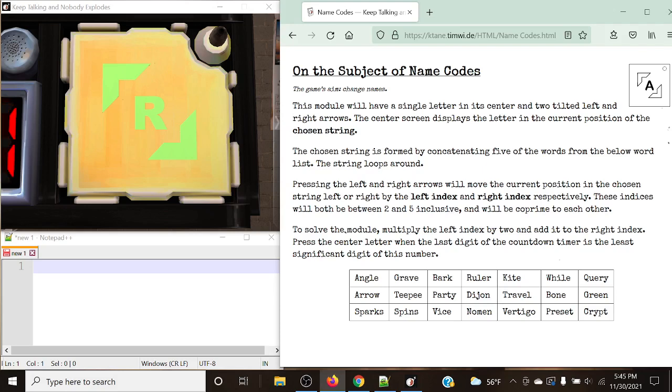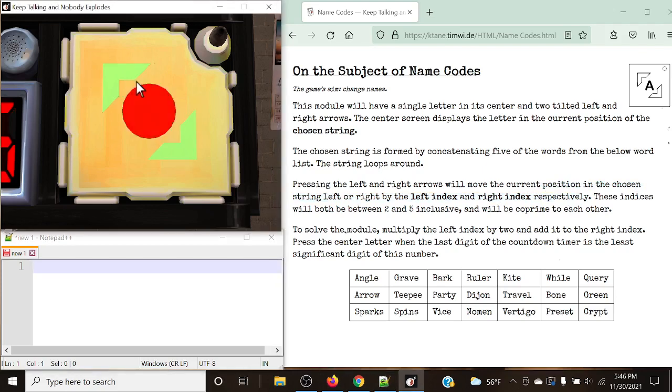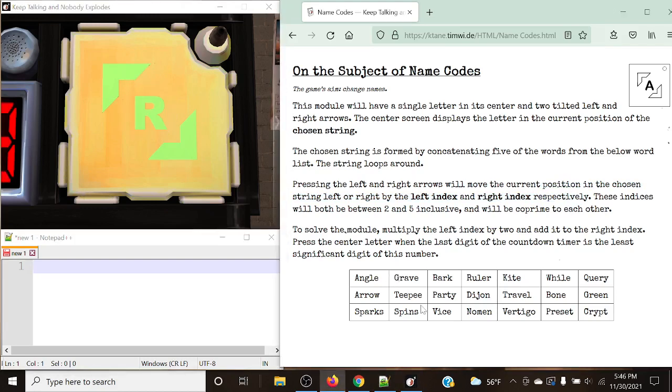So the left and right index is what we need to figure out here. What this means is that whenever you press left, up in the top left, it's going to move left that many spaces, or by that many letters. So allow me to demonstrate. These indices will both be between 2 and 5 inclusively and will be co-prime to each other.